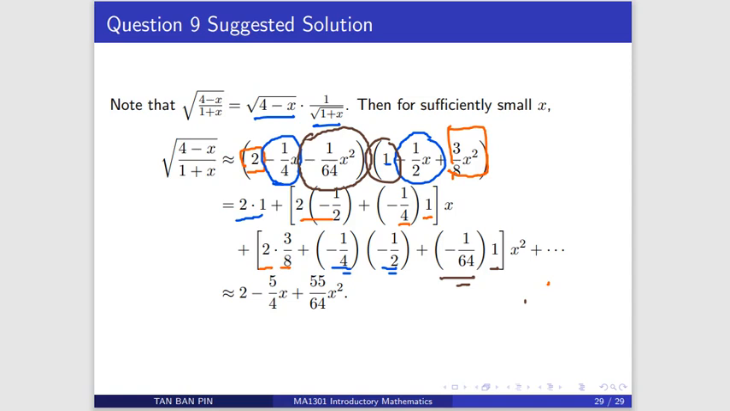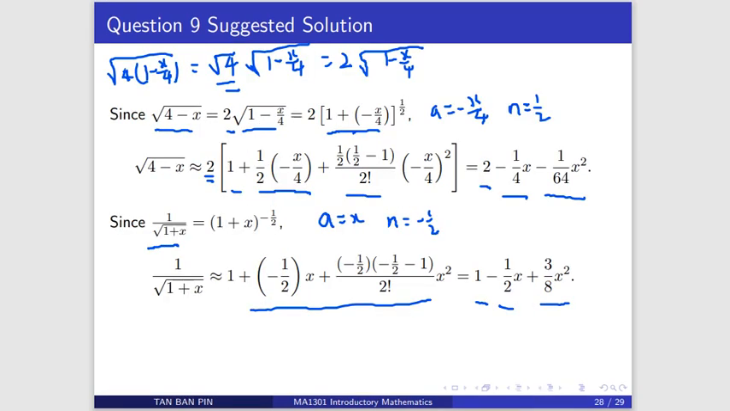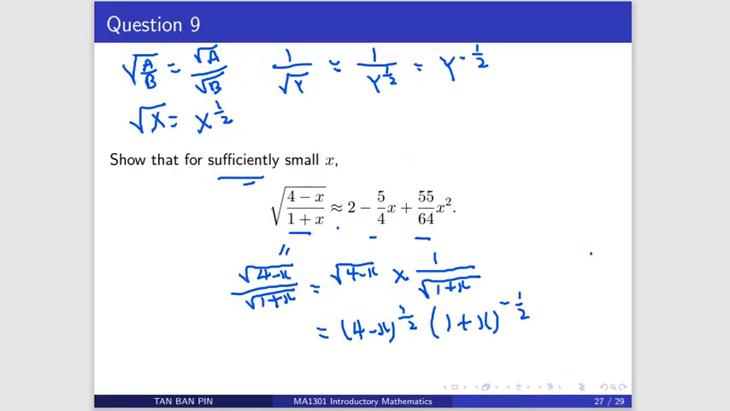After that, you'll find that you get what you wanted to show, 2 minus 5 over 4 x plus 55 over 64 x squared, which is the expression stated in the question. So that's how you show this. You split it into two terms, and then you write it in this way. And of course, you make this one into a 1 before you can use the generalized binomial theorem to do the expansion. With more practice, this type of question is not difficult, but it may be a bit tedious because there are a lot of terms to compute.